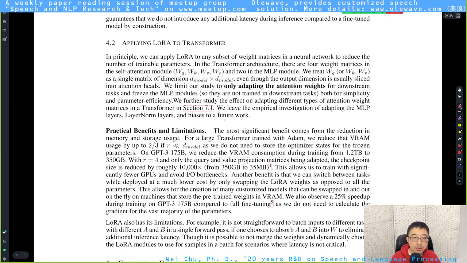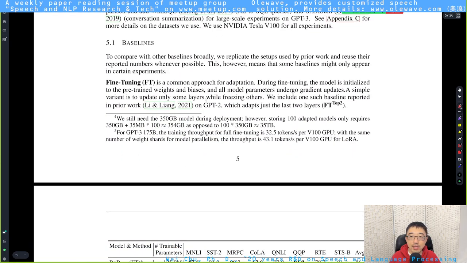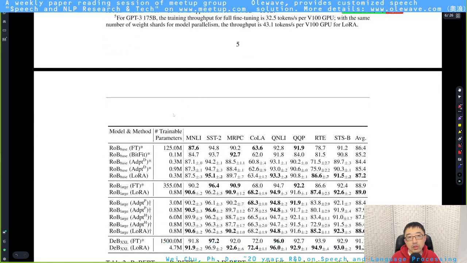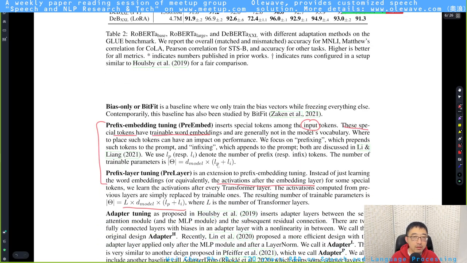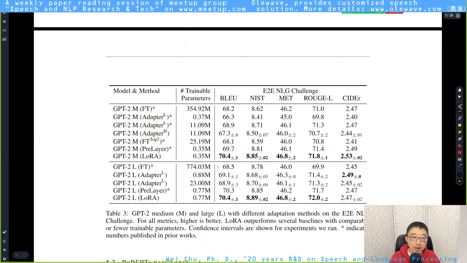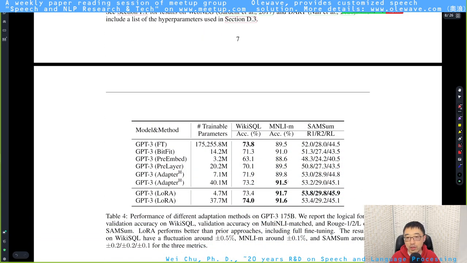Practice. Yeah, this is a big gain. I just mentioned that it's less memory, faster, etc. And they showed the results on RoBERTa and DeBERTa. I don't know what DeBERTa is. I don't know what RoBERTa is. But nobody's interested in BERT nowadays, right? So let's move on. Not even GPT-2. Everybody's interested in GPT-3. They have the results here.